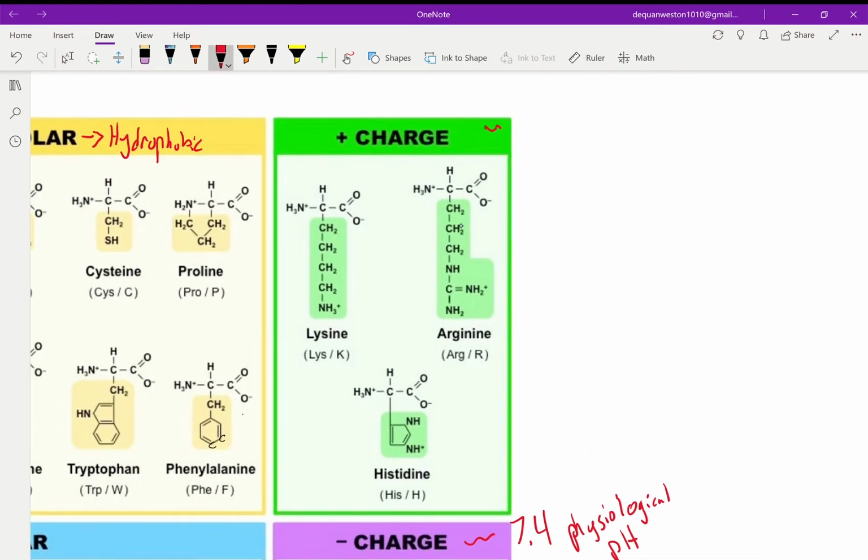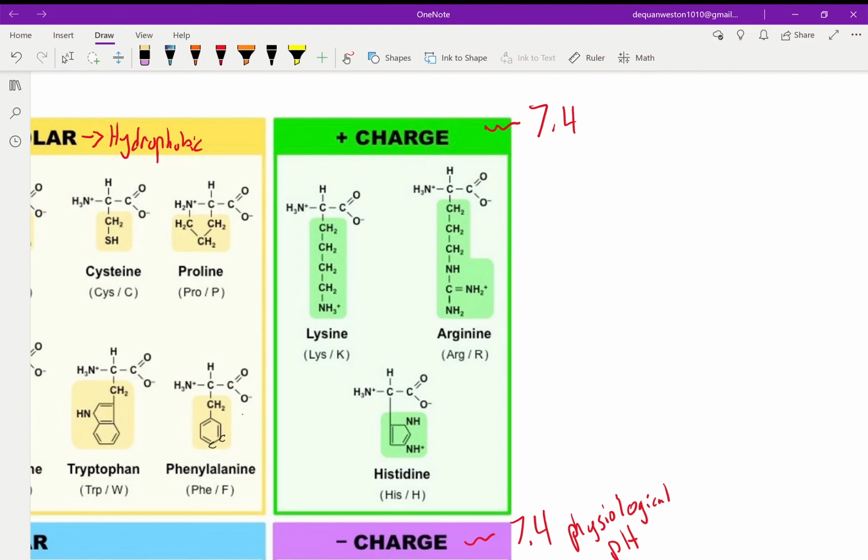This is also at roughly pH 7.4, which is physiological pH. And you have your plus, minus, but then we have a plus down here. Plus down there, so minus, plus. So all of these have an overall plus charge.